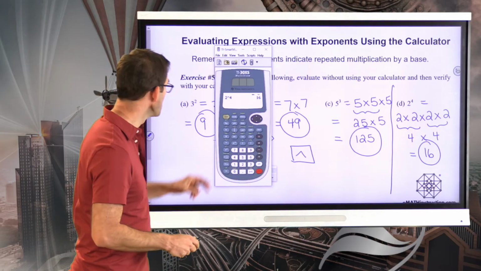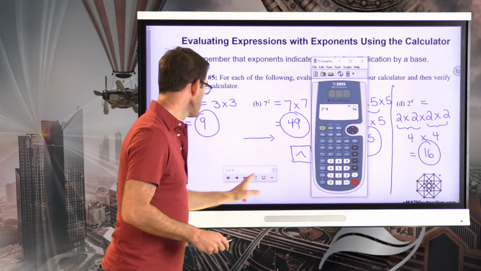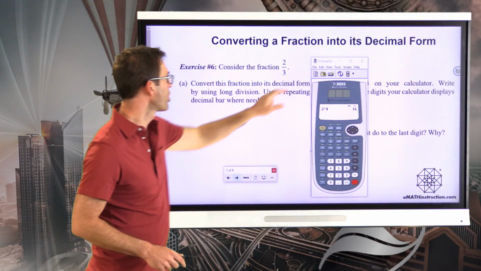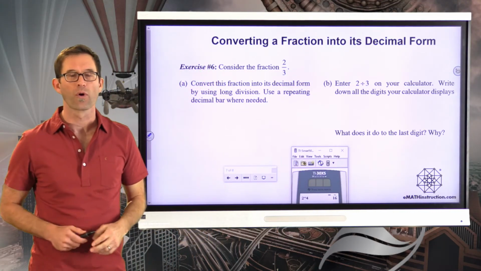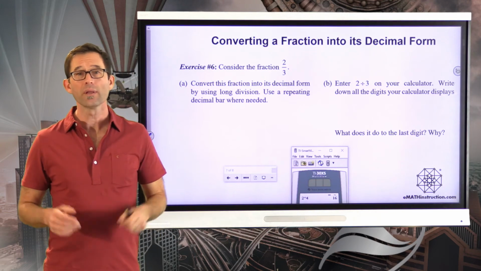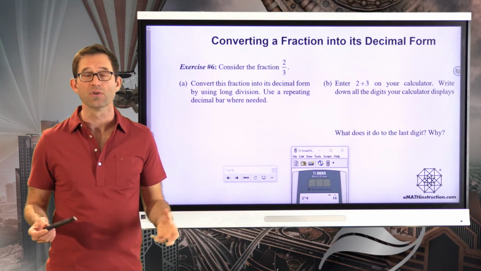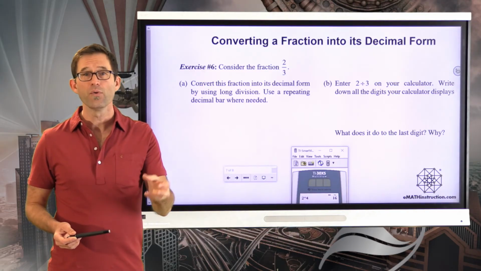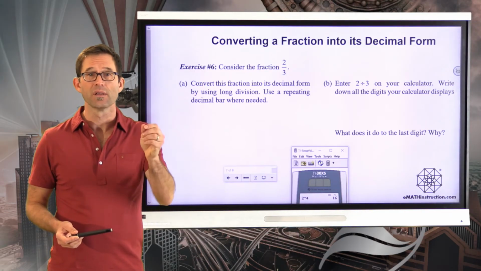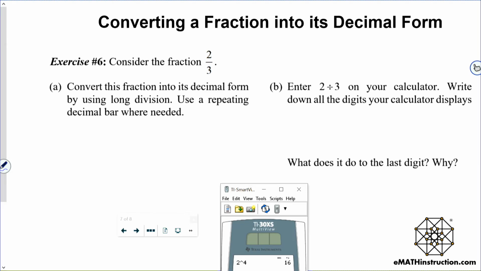All right, let's do a little bit more with the calculator. One more problem: converting fractions to their decimal form. In our last lesson, we looked at how we could use long division to change a fraction into its decimal form. Let's review that process in exercise 6, letter A. Consider the fraction 2/3. Convert this fraction to its decimal form by using long division. Use a repeating decimal bar where needed.